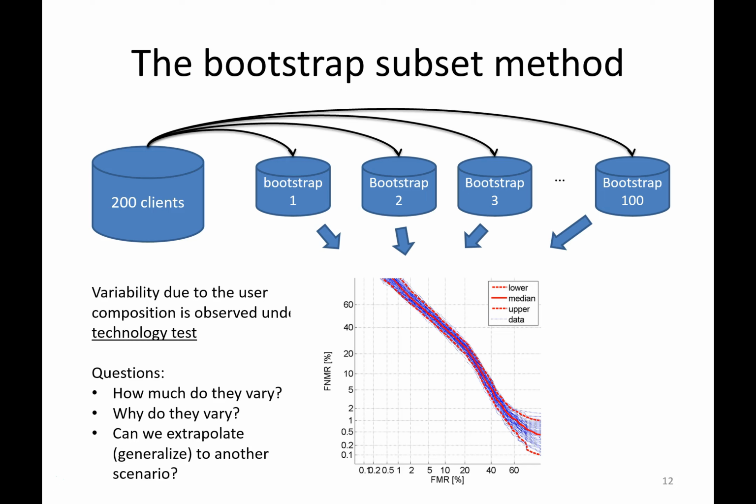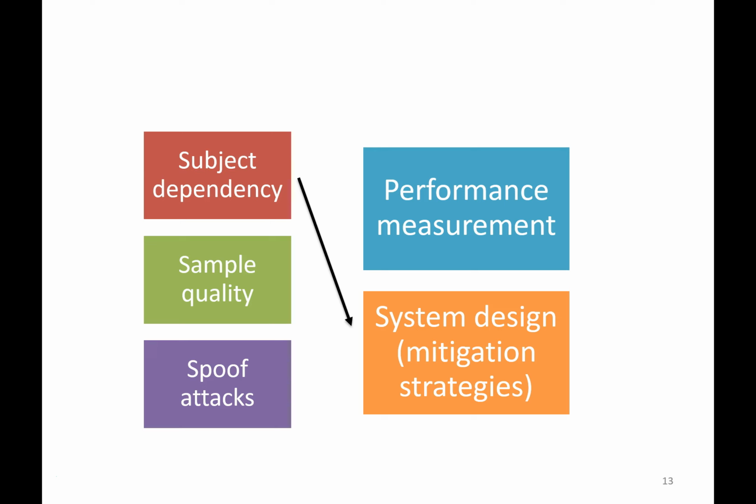So it clearly shows that the user is an important factor in influencing the system performance. Remember, next time you look at a performance curve, it's not one curve. It could have been a number of curves, but you happen to see just one particular curve. So there's a subject dependency, and the question is, what can we do about that?